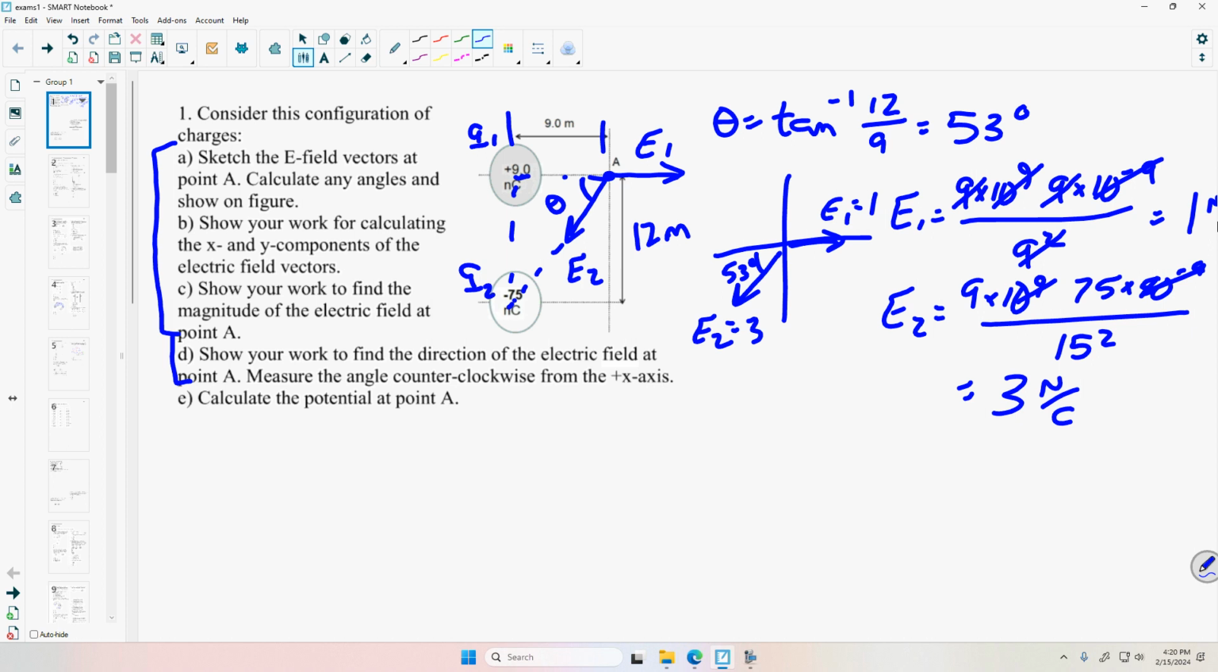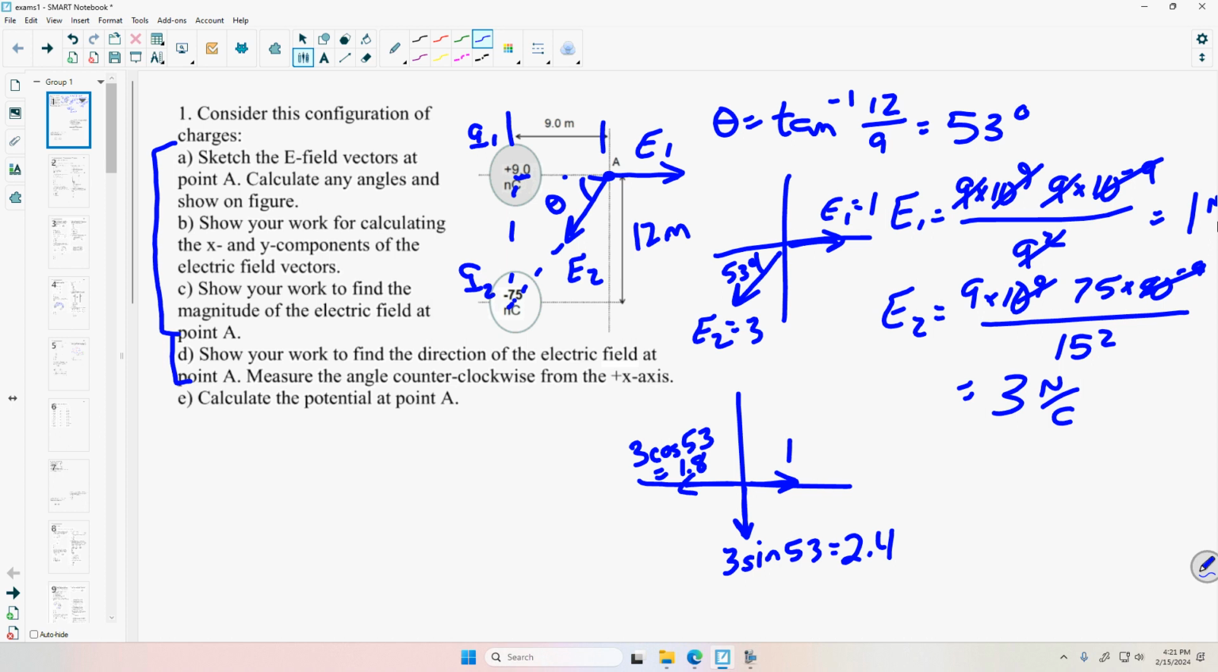Now I can resolve that vector into its x and y components. So I have a component right here. That's going to be 3 cosine of 53. This is 3 sine of 53. And then E1 is right here. It's just 1. This has a value of 3 cosine 53, which is 1.8. I'm going to keep 2 sig figs. And this is 3 sine of 53. That's 2.4. Okay? Everybody with me so far?